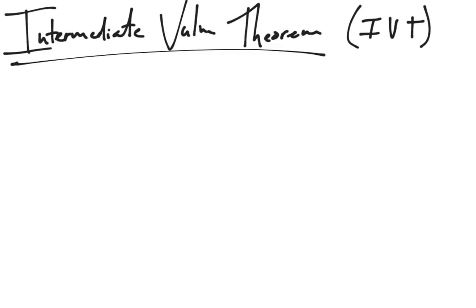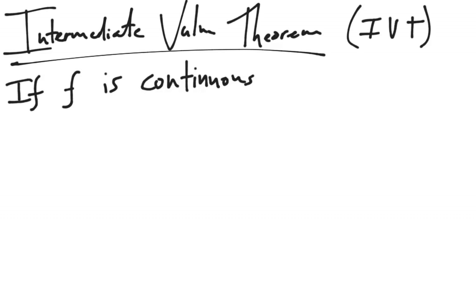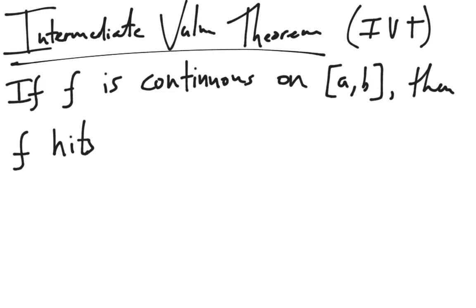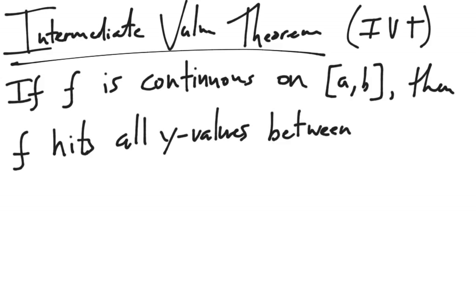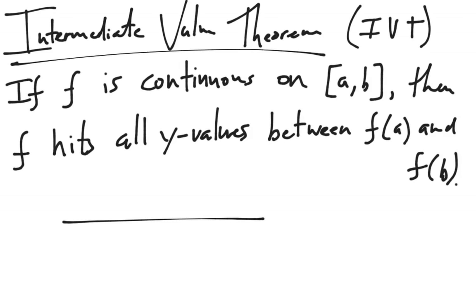Last thing is called the intermediate value theorem, or IVT. It basically says this: if f is continuous on the closed interval from a to b, then f hits all y values between f of a and f of b. The IVT is very intuitive again.